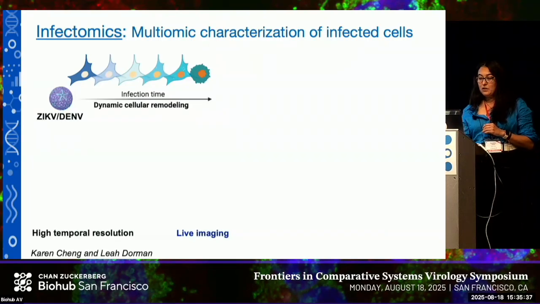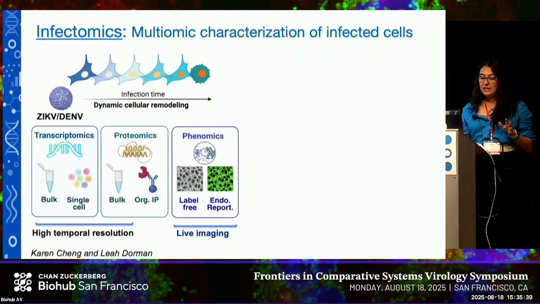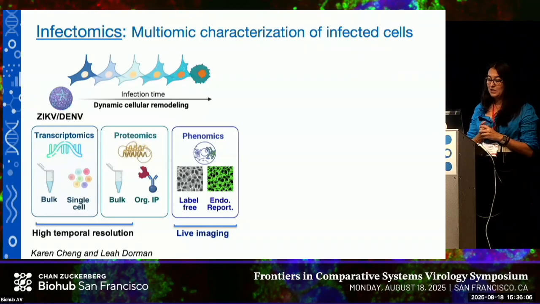Some of the metrics that we are using in this model of infection, again, A549s infected with Zika or dengue, are transcriptomics, both bulk and at single-cell resolution, as well as proteomics, bulk and organelle, that I'm going to tell you a little bit about in a couple of slides. For both of these we're trying to collect as high temporal resolution as we can. Usually we do about 24 to 36 hour time courses, collecting time points every 3 hours. This is the closest and the highest resolution that we can get, at least in our team by now.